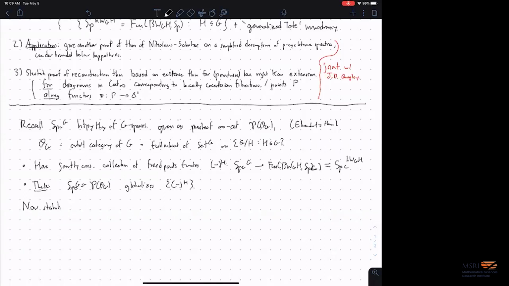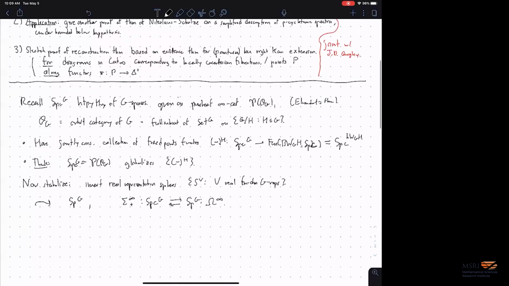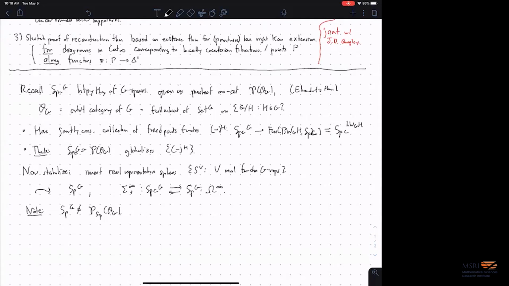Now I want to stabilize, but I want to stabilize in the genuine sense. So I want to invert all the real representation spheres, S^V, where V ranges over the real finite dimensional G reps, and thereby obtain the infinity category of genuine G spectra, along with the sigma infinity plus, loops infinity adjunction. So note that even though I had a presheaf category to begin with, after performing this genuine stabilization, I fail to have a presheaf category. So this is not spectral presheaves on the orbit category O_G, because I've inverted more than just the representation spheres for the trivial representation.